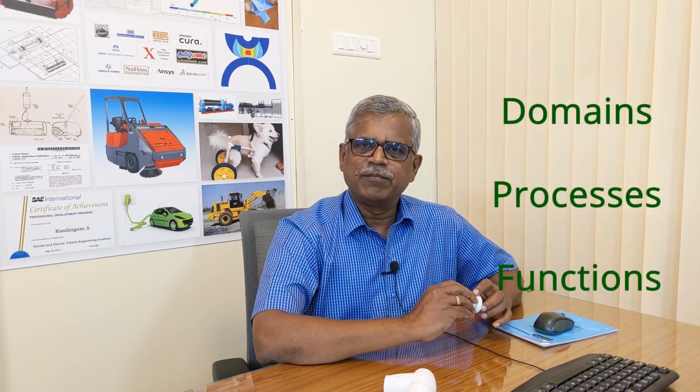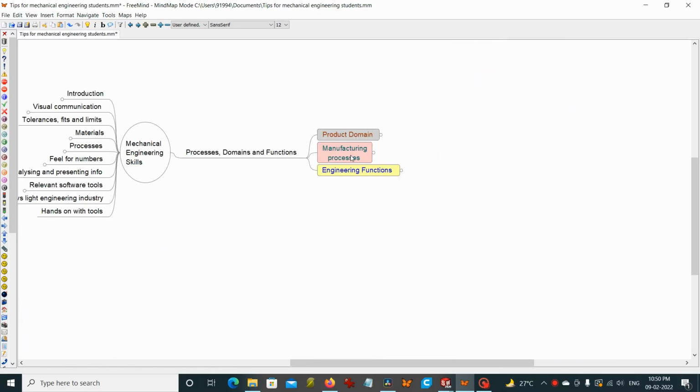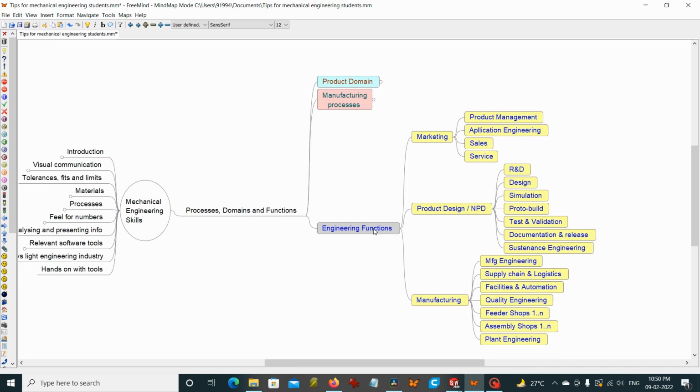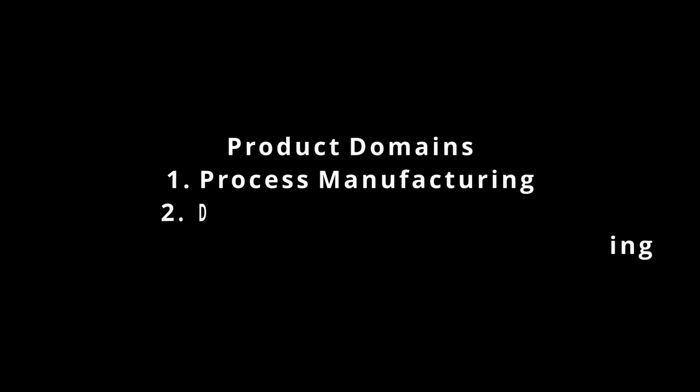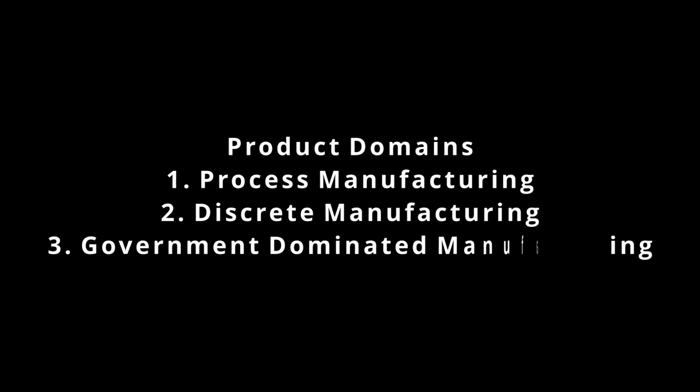You all know we can excel in our work if domain and role match with our taste, passion, trait and interest. Today's discussion has three major parts: the product domains available, the manufacturing processes used, and the functional roles available for us to pick. I am going to use the mind map for navigation in this discussion. The product domains have three groups: the process manufacturing group, discrete manufacturing group, and government dominated manufacturing group.